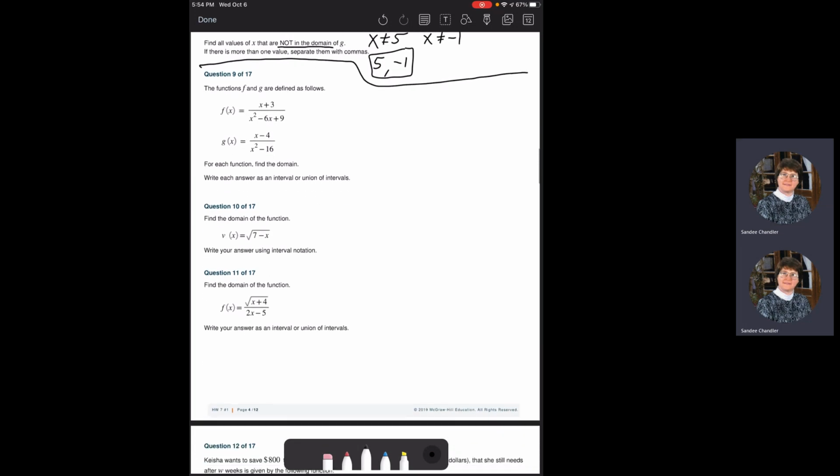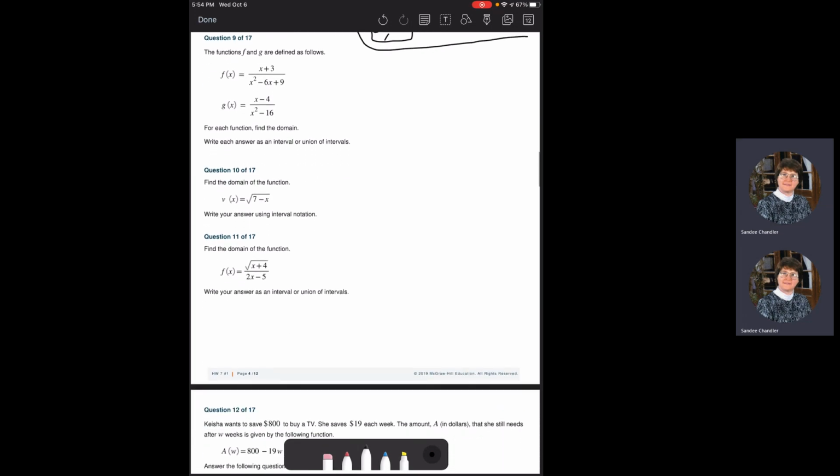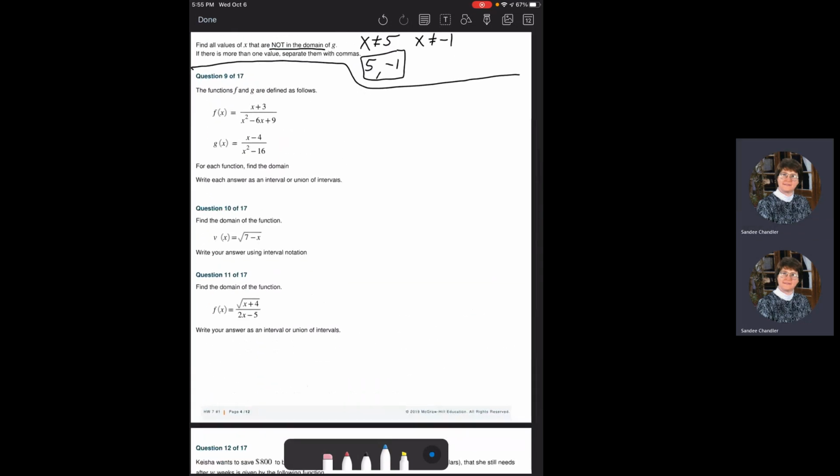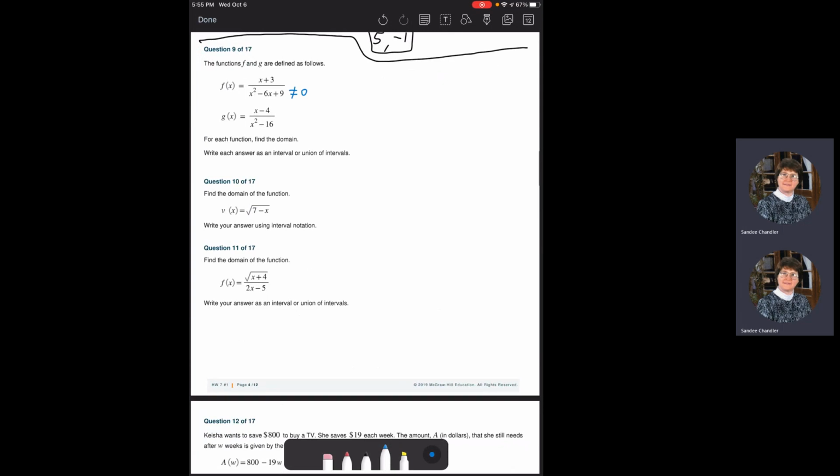In fact, question 9 is the exact same question. We get to factor some more. Yay! So the functions f and g are defined as follows. F of x equals x plus 3 divided by, and that's the numerator, denominator is x squared minus 6x plus 9. We want to find the domain. So again, the denominator cannot be 0. So x squared minus 6x plus 9 is not going to be 0.